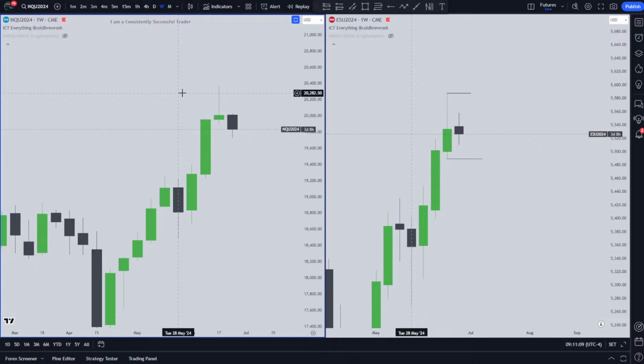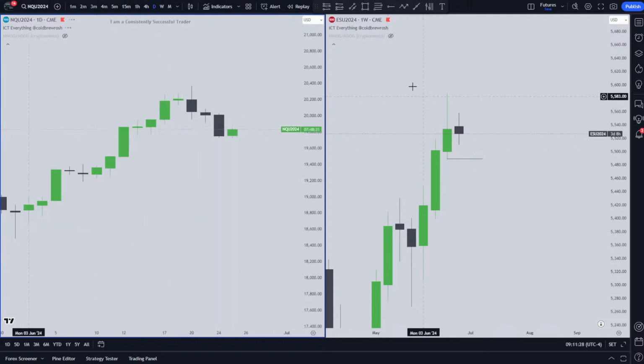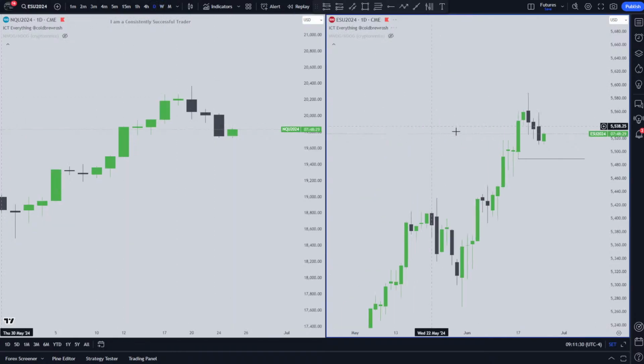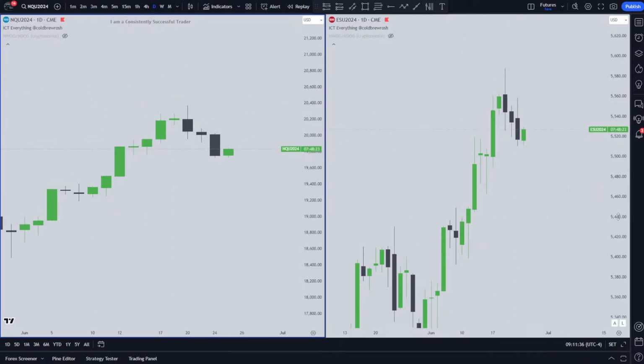Same sort of thing on NQ. We've got our weekly high here. We're inside a weekly fair value gap. This is a weekly order block. Okay. I'm gonna just keep that line on there, and I'll keep the rest. So let's go down to a daily. Now, let me remove drawings.